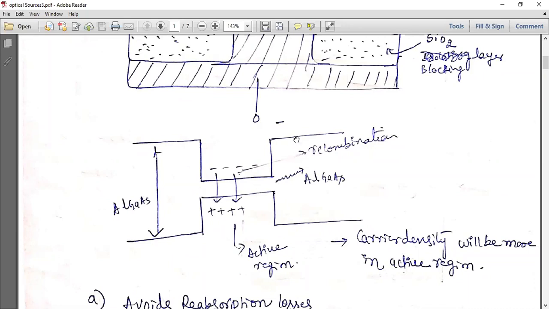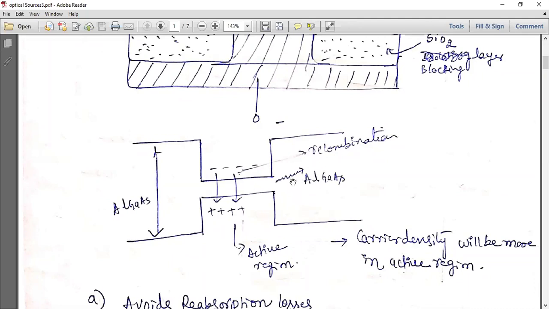But in the case where you have used a homojunction, there are chances that the light will recombine again. That's why we have used a heterojunction structure on both sides, so that the light will not recombine. If the light recombines, again there are chances of amplification. That will apply in the case of stimulated emission, not in the case of spontaneous emission.